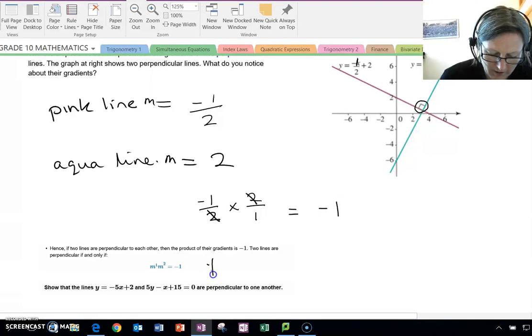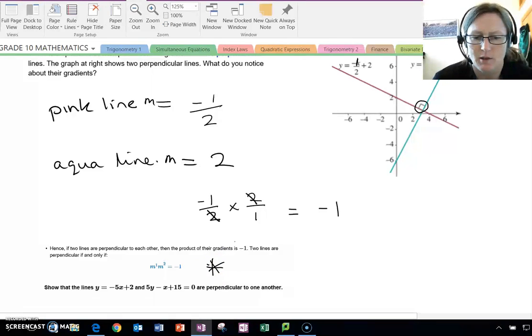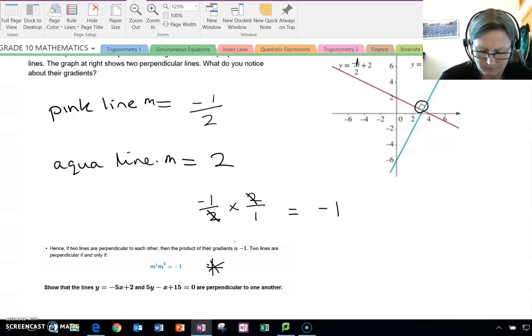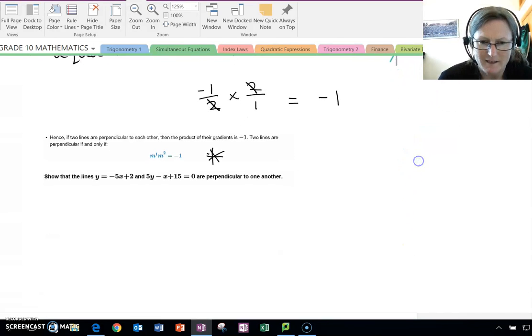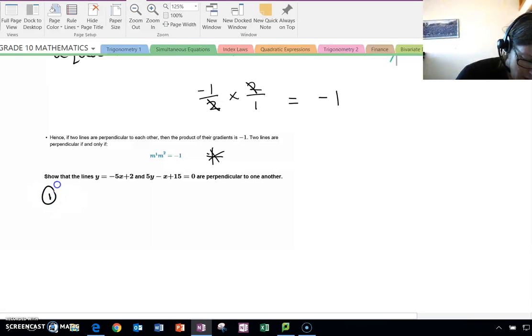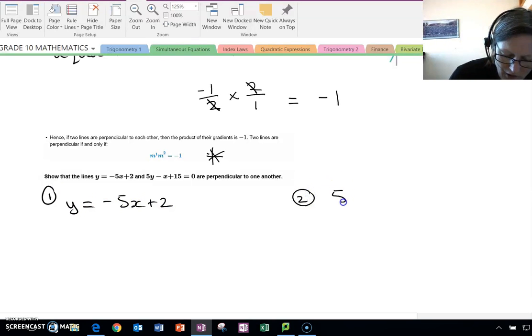So that's the little rule down here. If two lines are perpendicular to each other, then the product of their gradients, when we multiply their gradients together, we get -1. So a specific example wants us to show that these two lines are perpendicular to each other. I will call line 1 y equals -5x plus 2, and line 2 5y minus x plus 15 is equal to 0.